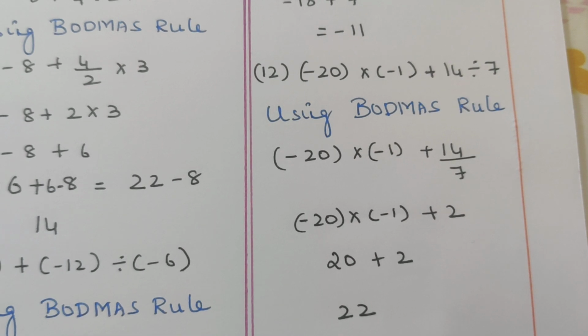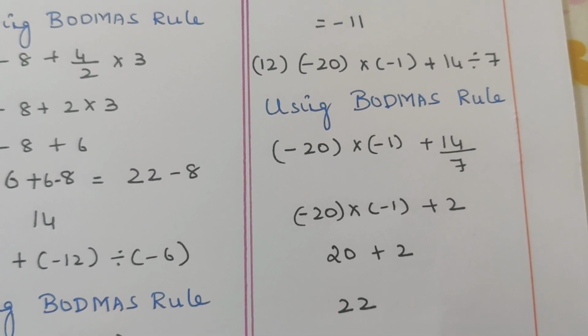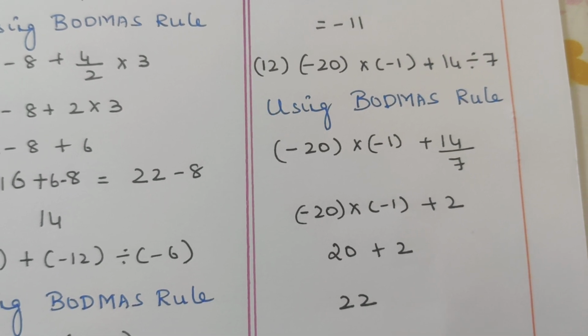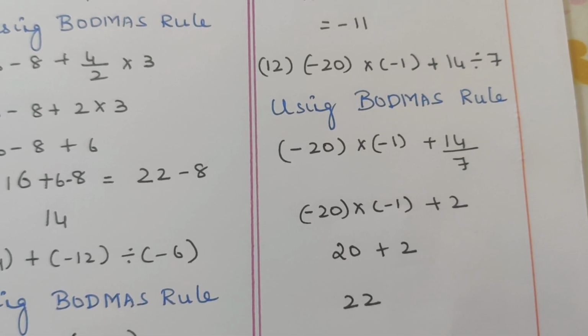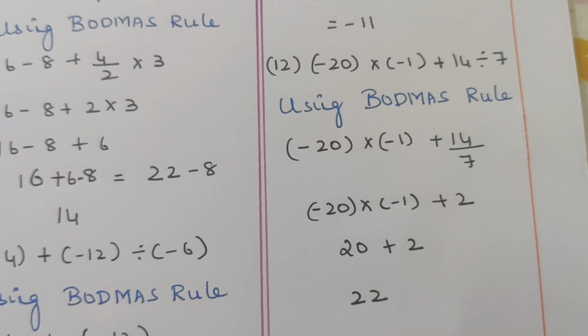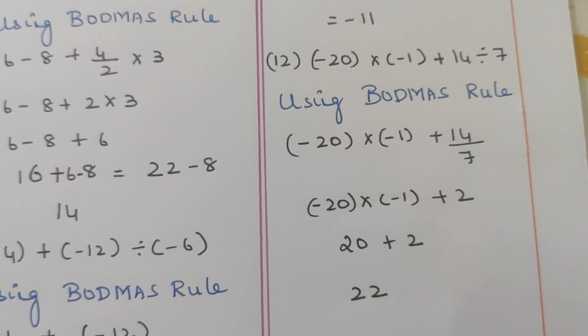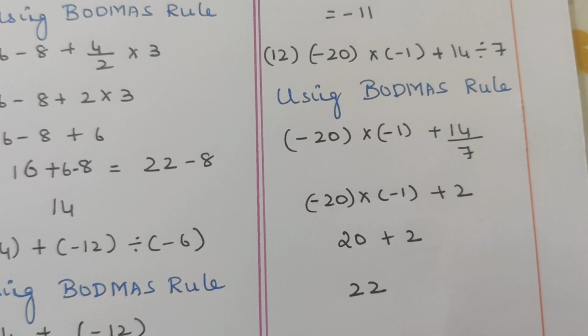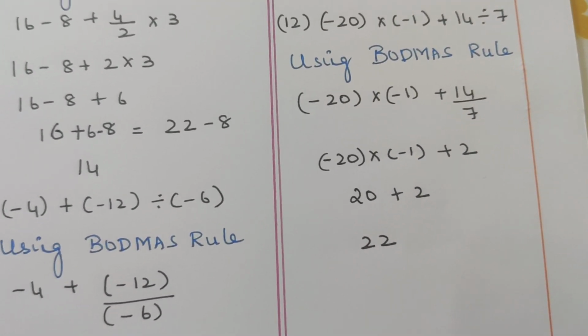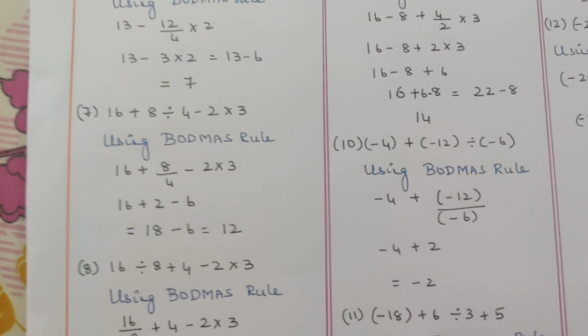The last one in this exercise, minus 20 into minus 1 plus 14 divided by 7. Here also we follow the BODMAS rule. So it becomes minus 20 into minus 1 plus 14 by 7. 14 by 7 is 2. That's the next expression. Minus 20 into minus 1 plus 2. 20 plus 2, and the answer is 22. This is the end of exercise 1B.